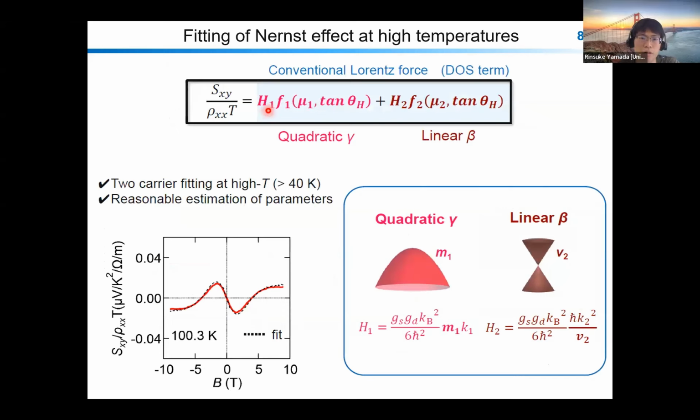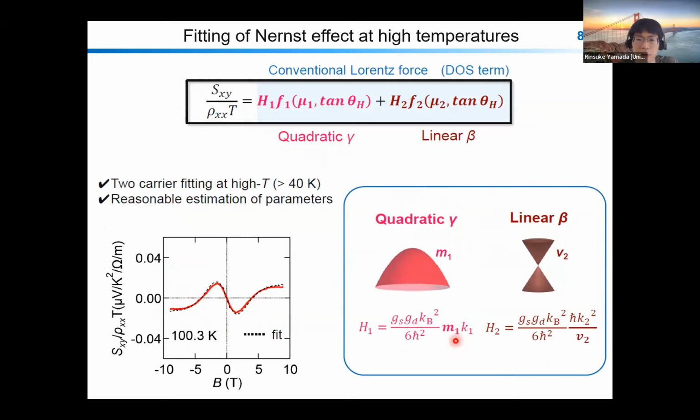So in order to analyze this effect, we developed a way to analyze the Nernst effect by using the two-carrier model. Here I assumed the parallel conduction of the quadratic gamma pocket and the beta pocket with linear dispersion. Here I'm showing the result of the fitting by using these two carriers, and we got a good fit to the experimental observation.